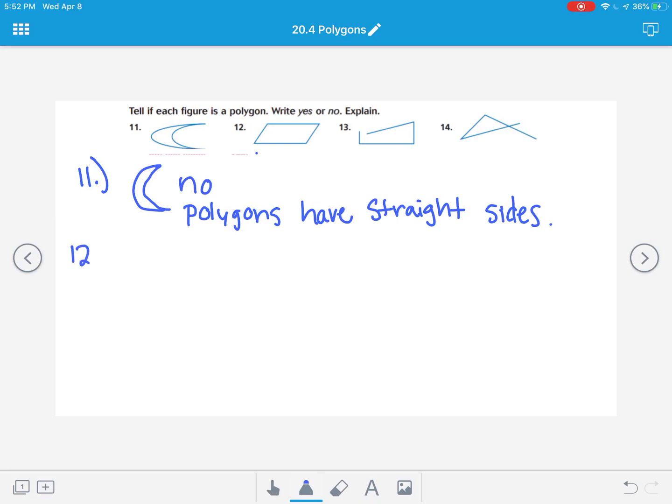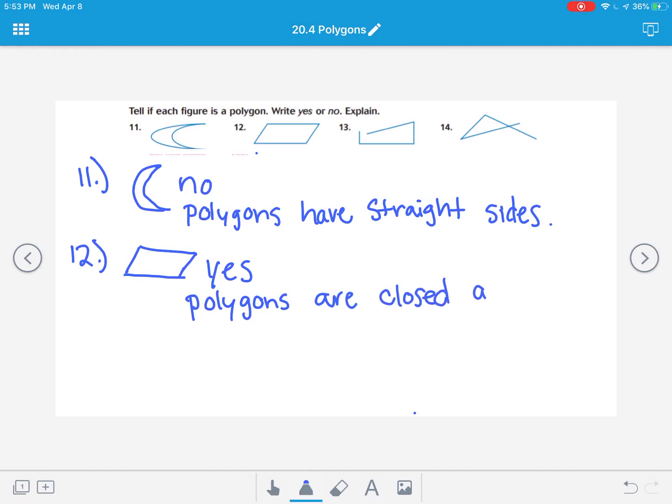All right, number 12. This is a quadrilateral. Another word for it that we'll get into later is called a parallelogram because the lines are all running parallel to each other. This is a polygon. And let's explain. It's closed. So let's explain polygons are closed and have straight sides. We could explain a lot more reasons why this is a polygon, but I think 2 is okay.